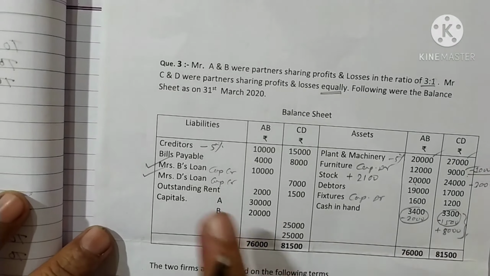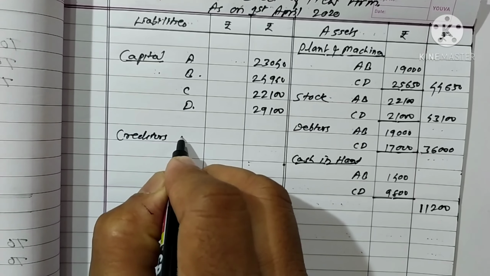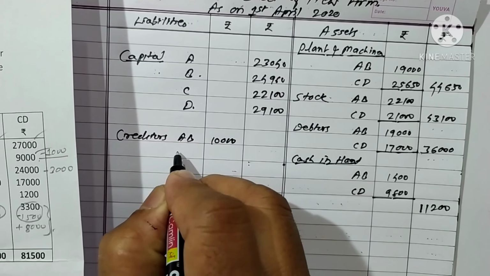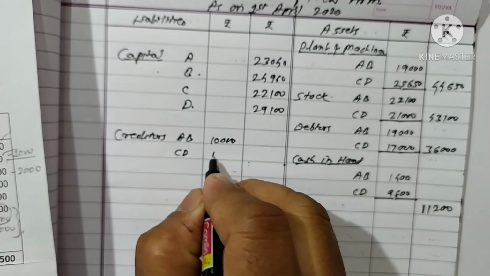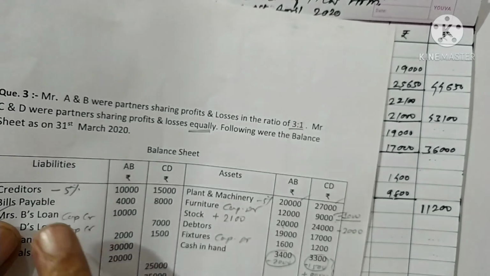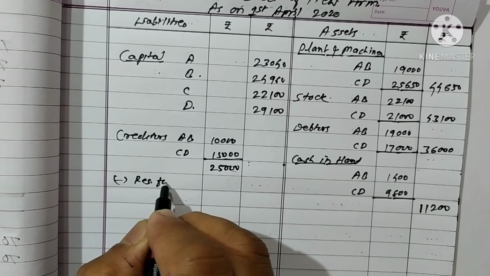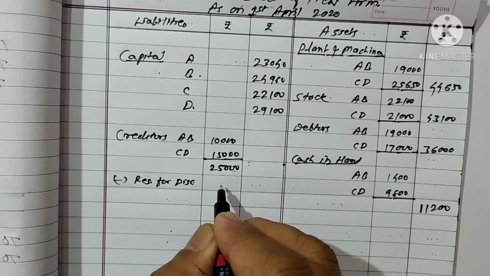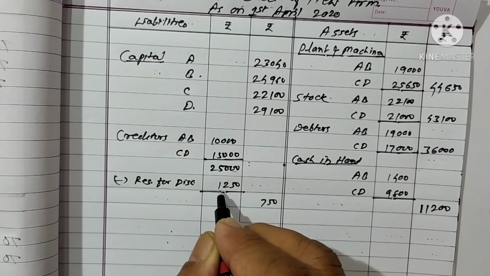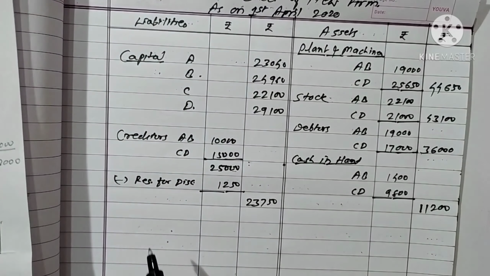Now we have to see next creditors. We write here it is creditors. AB firm 10,000, CD firm 15,000, total is 25,000. We have to subtract reserve for discount 5%, 5% comes 1,250. Deduction comes 23,750. Next is bills payable.